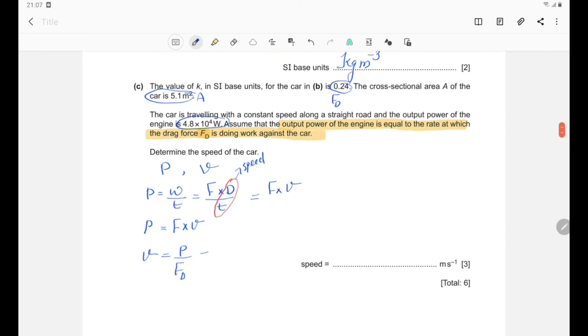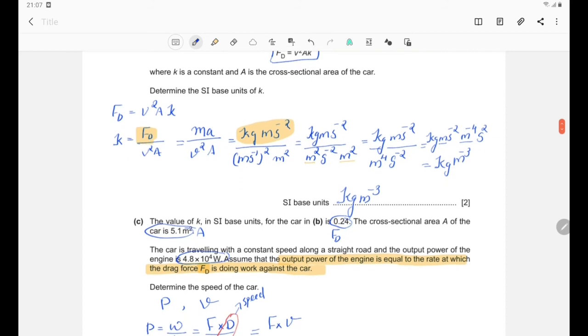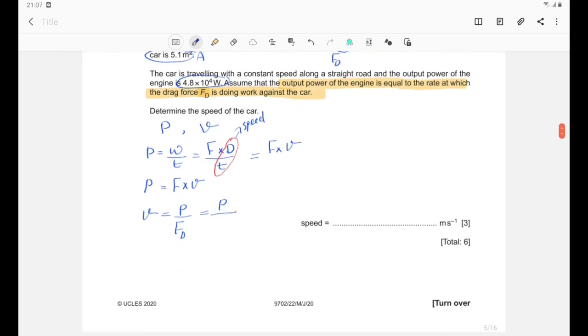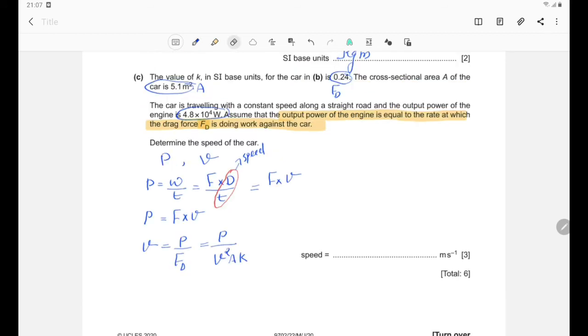So in the same equation, instead of Fd, you can write the equation given in first section, that is Ft is equal to velocity square times area into constant K. Sorry, in the question this 0.24 is not Fd, but it is the value of K, that is the constant K. So now I am again writing this equation, that is we got velocity is equal to power over velocity square times A into K.